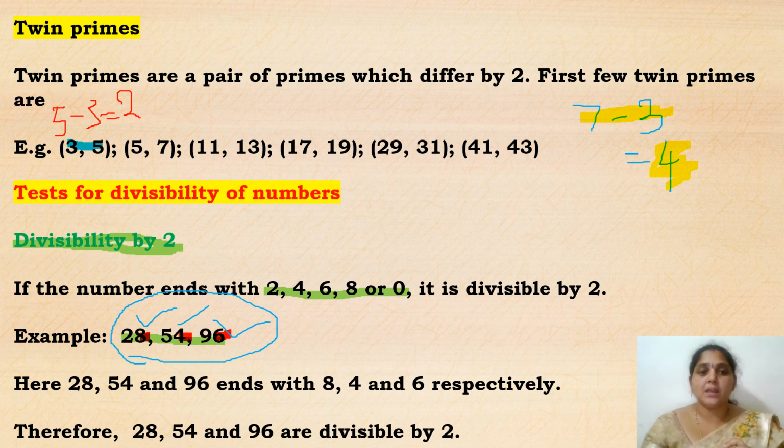Here, 28, 54 and 96 end with 8, 4 and 6 respectively. Therefore, these 3 numbers are divisible by 2. So all the ending digits in the ones place should follow the multiples of 2. Then only it is divisible by 2.